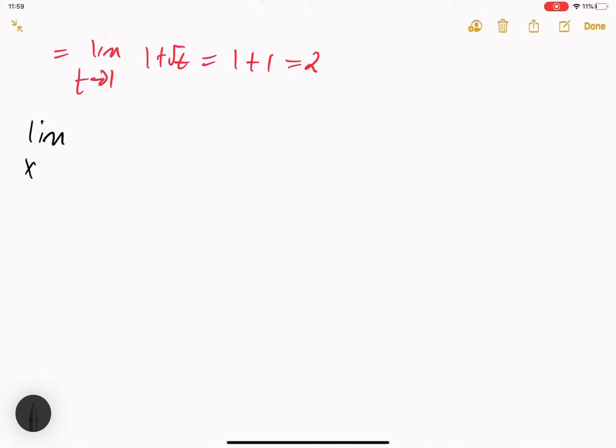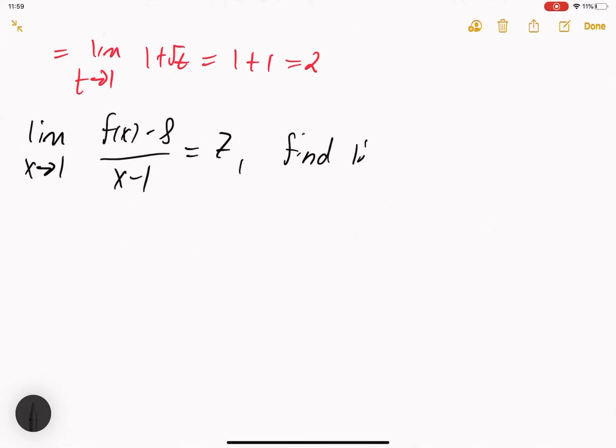But just a quick example of what I mean, because I know this is on homework. So the limit as x goes to, let's just say 1 of f of x minus 8 over x minus 1. And we say this is equal to 7, and we want to find the limit as x goes to 1 of f of x.